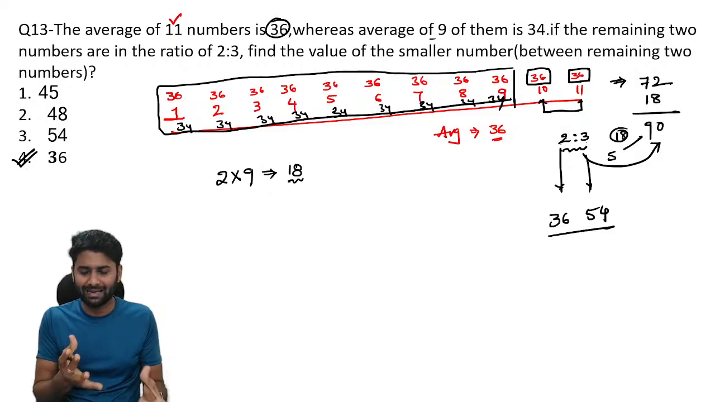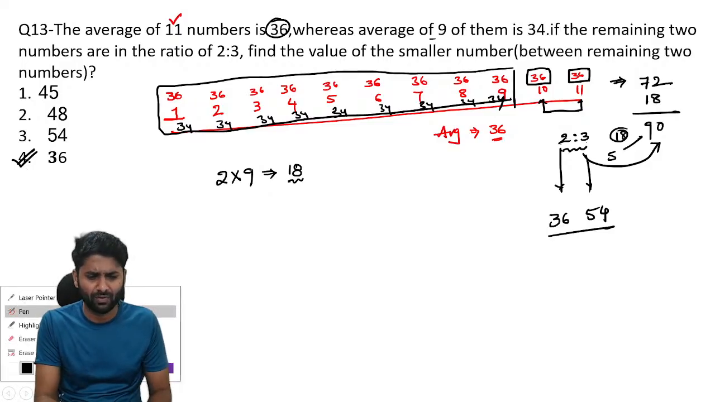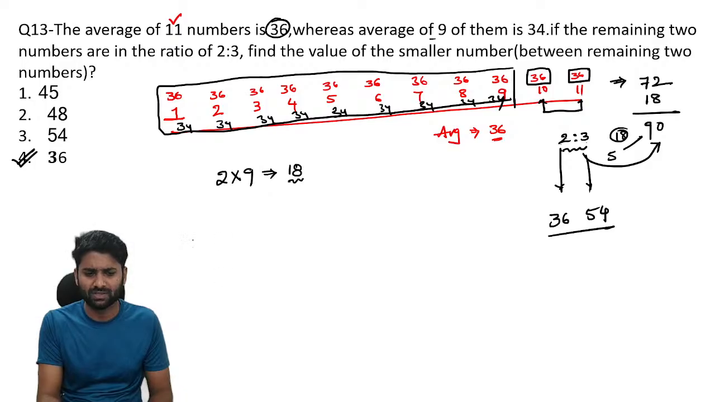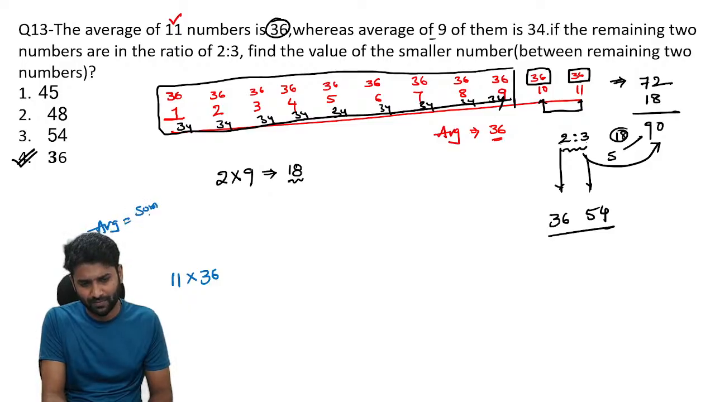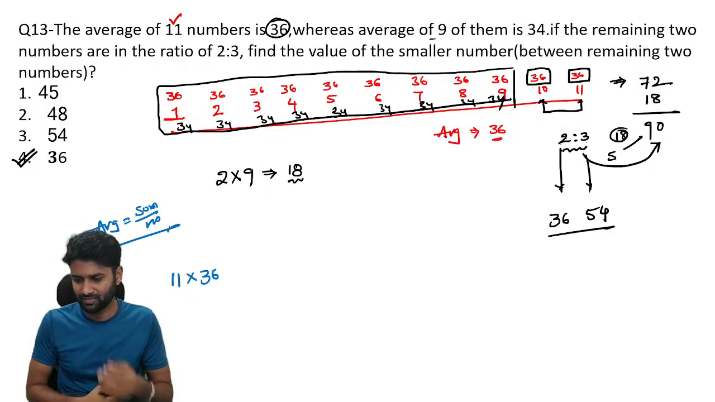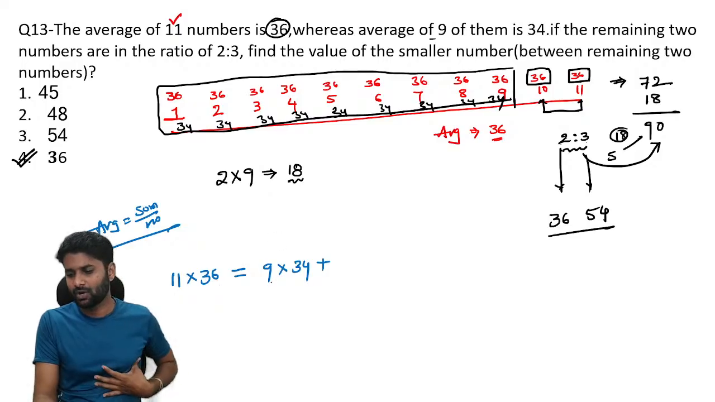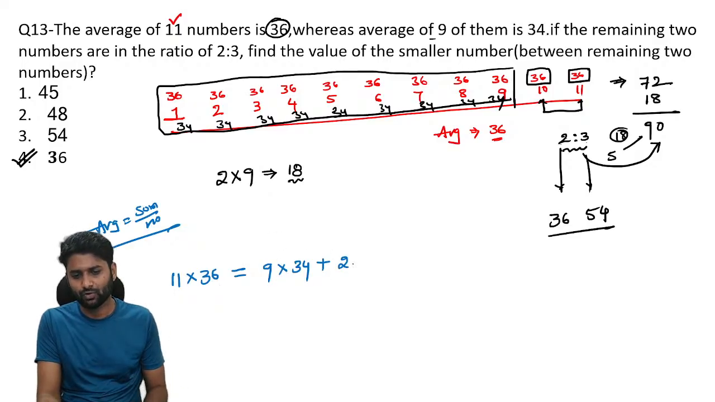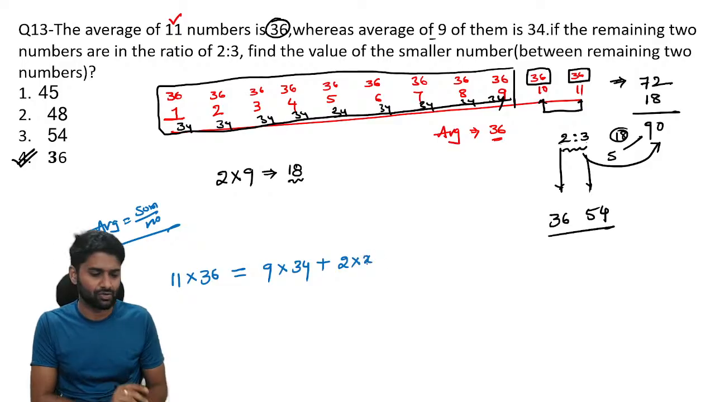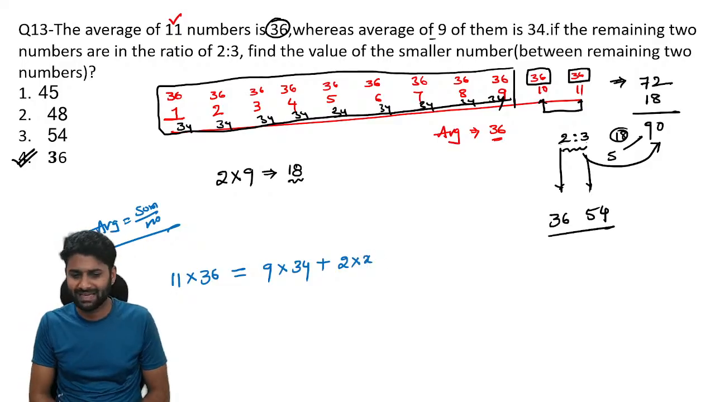Guys, it's all about balancing. If you're good at multiplication, you can go through that. See, in total we have 11 numbers: 11 into 36. Why? Because average is the sum of observations divided by the number of observations, and these values should equate. If you calculated the average of 9 numbers, then 9 is multiplied by 34. Out of 11 numbers, they already gave the average of 9 numbers. Finally, we have two more numbers, and let us assume that the average of those two numbers is x.